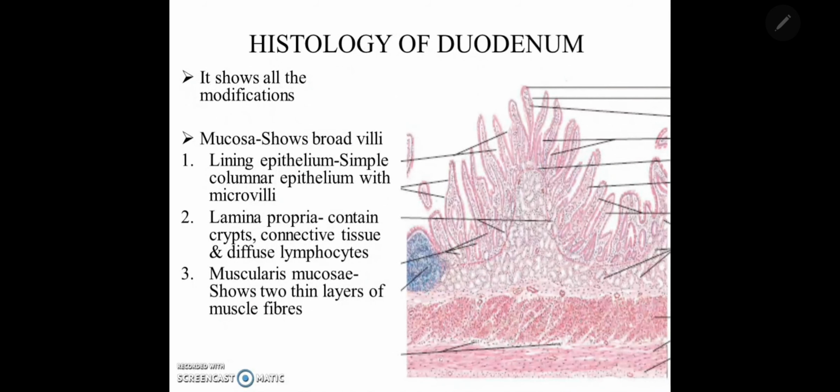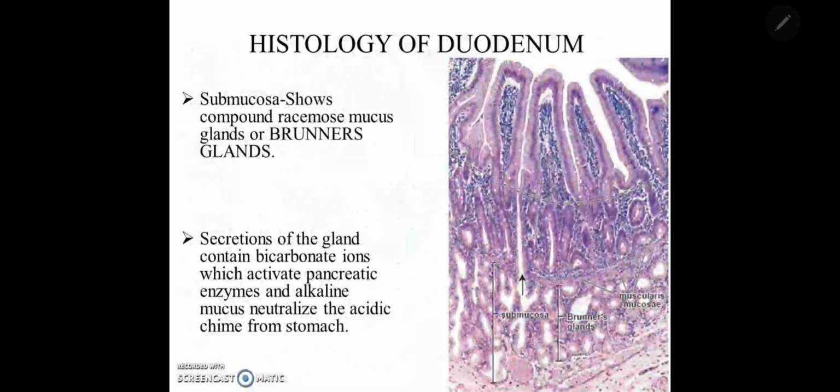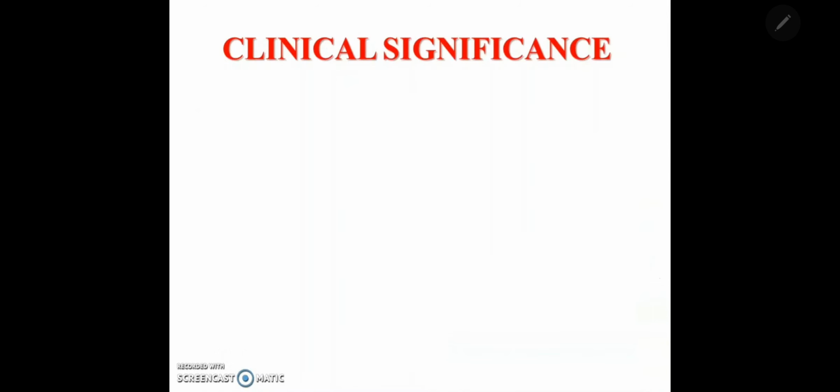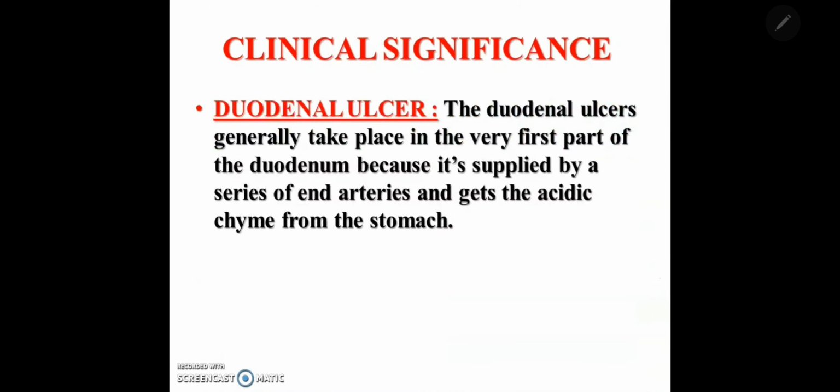Coming to the histology of the duodenum proper, the mucosa has simple columnar epithelium and villi, tongue-shaped villi. The submucosa shows Brunner's glands. These are mucosal glands. Why are these there in the duodenum? To neutralize the acidic chyme coming from the stomach, so that the pancreatic enzymes can act in an alkaline environment. Remember that submucosal glands you will see only in the esophagus and duodenum in the entire GIT.